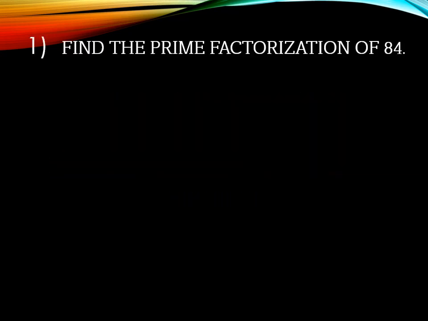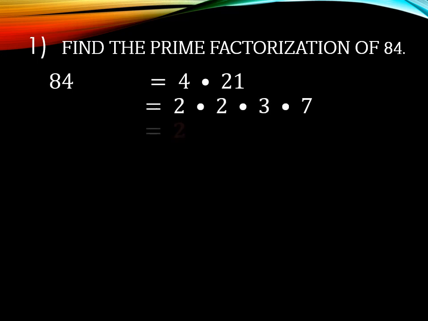So first, let's recall how we find the prime factorization of 84. We're going to write 84 as the product of two numbers, not necessarily prime. So I wrote 84 as 4 times 21. Then I'm going to write 4 as the product of two prime factors and 21 as the product of two prime factors. Finally, I'm just going to write the numbers with exponents, and this is the prime factorization of 84.